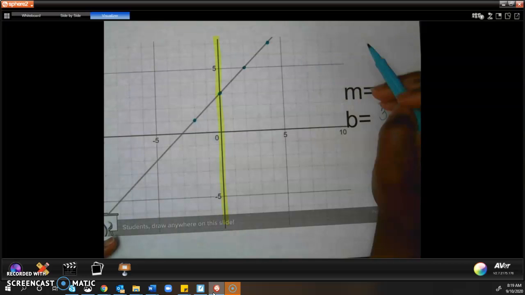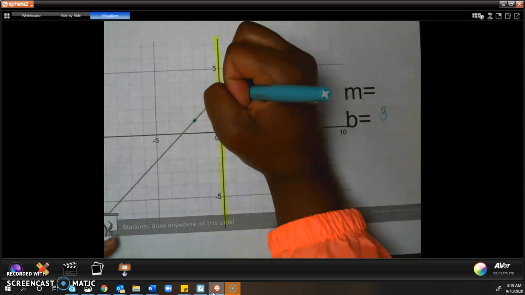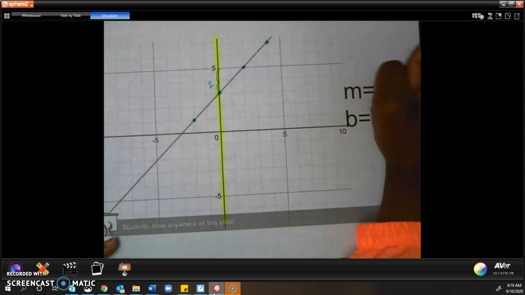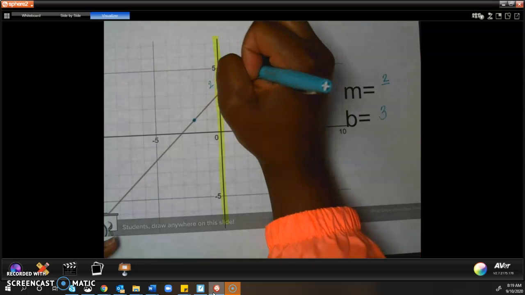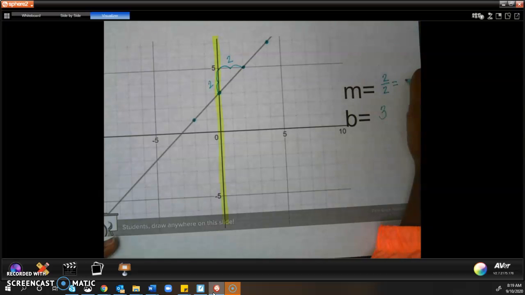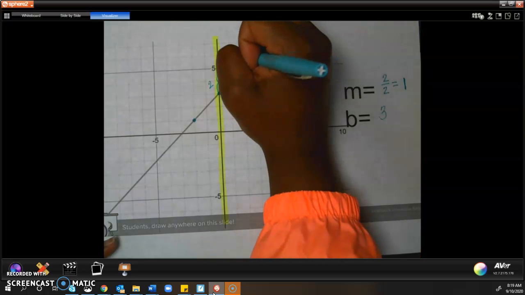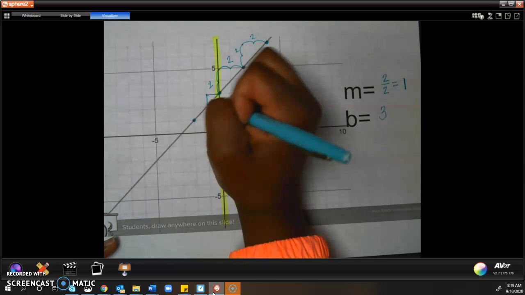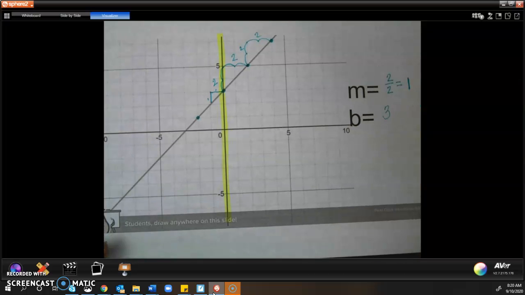My line is positive, so now I'm going to do my rise over run. I go up 2, so my rise is 2. And I go over 2, so my run is 2. This needs to simplify to 1. 2 over 2 is 1. You can even see if I did over 1, up 1, same thing. My slope is 1 and my y-intercept is 3.